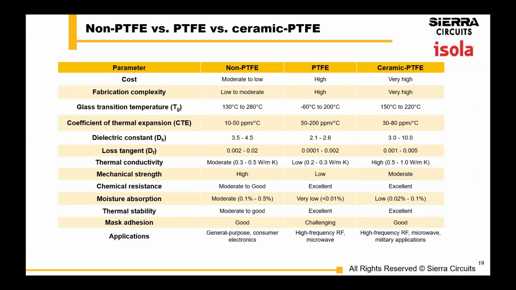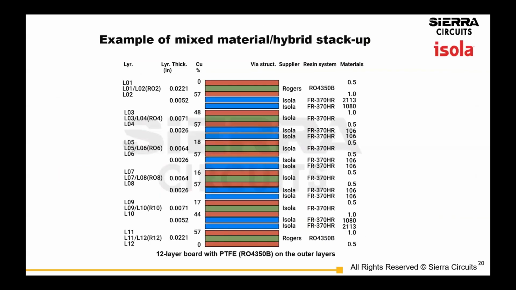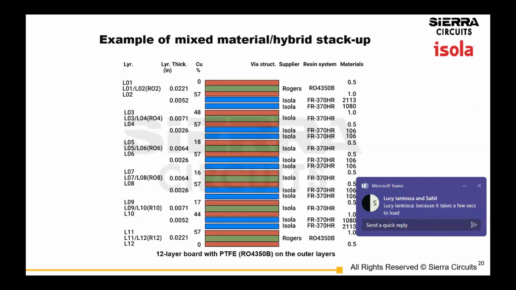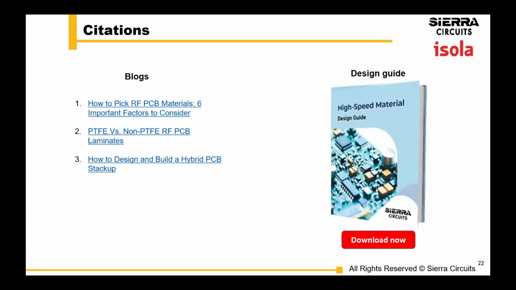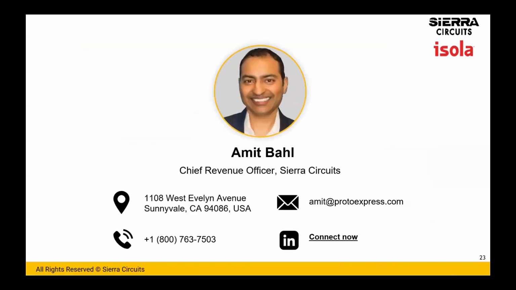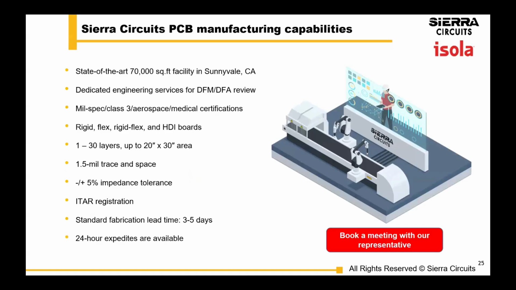Here's the performance of the different categories of materials, for you to reference later. And then here's a quick couple of stack up examples. This is a hybrid stack up with a Rogers 4350B on the outer layers. Of course, you can also pick Isola materials for your outer layers, and then some quick reference materials. And I'm going to hand it off at this point.